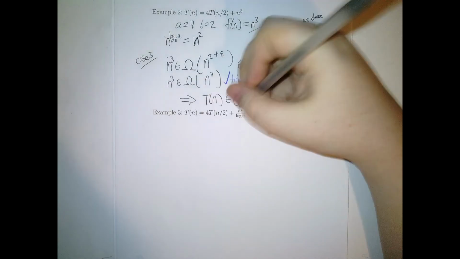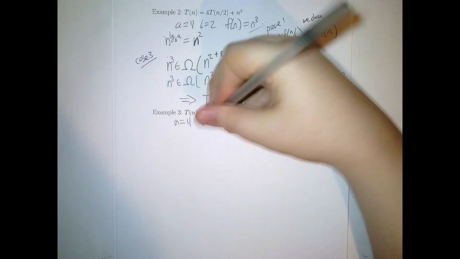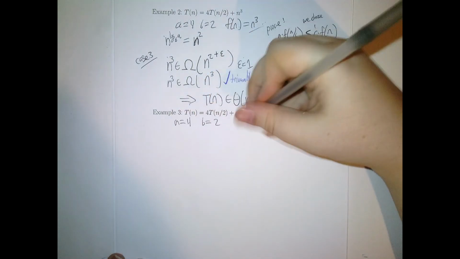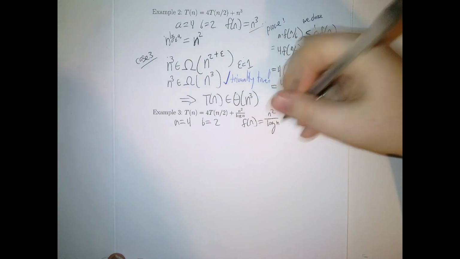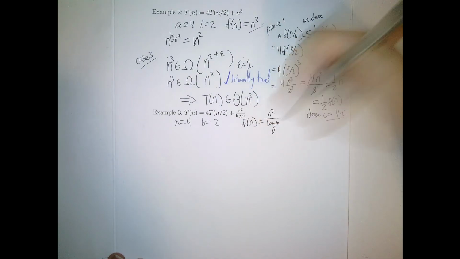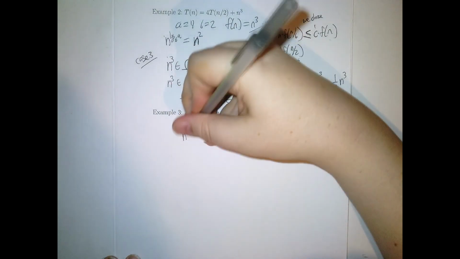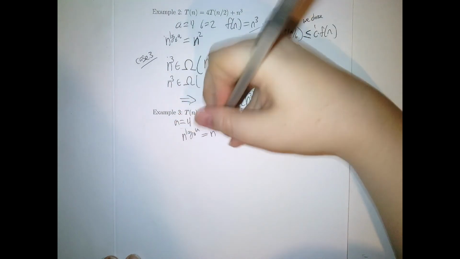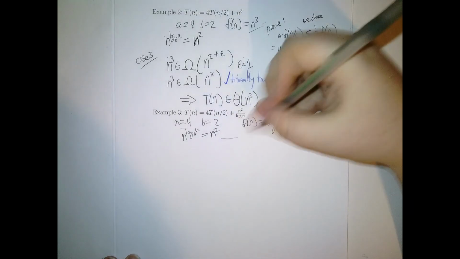So looking at this guy, we have, again, a equal to 4, b equal to 2, and f of n equal to n squared over log n. Okay, it's a little weird, but we can do that. Oh, okay, well, we know what this is. n to the log base b of a is just n squared. We figured that out in the previous 2 examples. Done. All right. Now we're comparing these 2 guys.